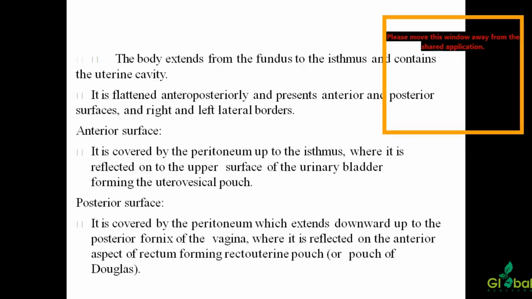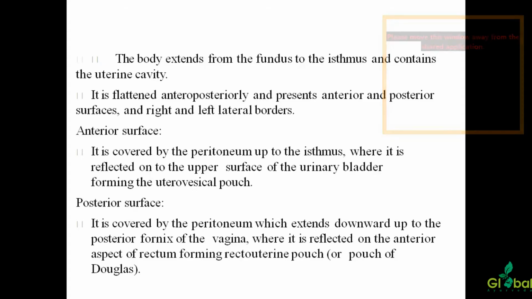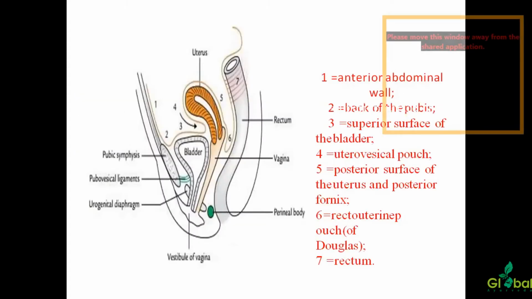Then the anterior surface is covered by the peritoneum of the isthmus, and where it is reflected to the upper surface of the urinary bladder, forming the uterovesical pouch. And the posterior surface is covered by the peritoneum, which extends downward to the posterior fornix of the vagina, which is reflected to the anterior aspect of the rectum, forming the recto-uterine pouch.